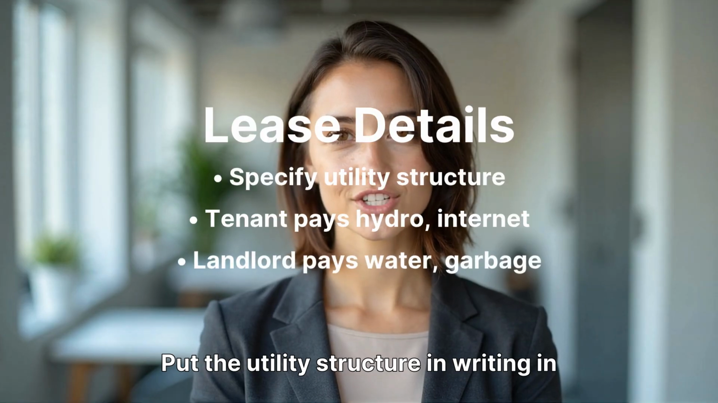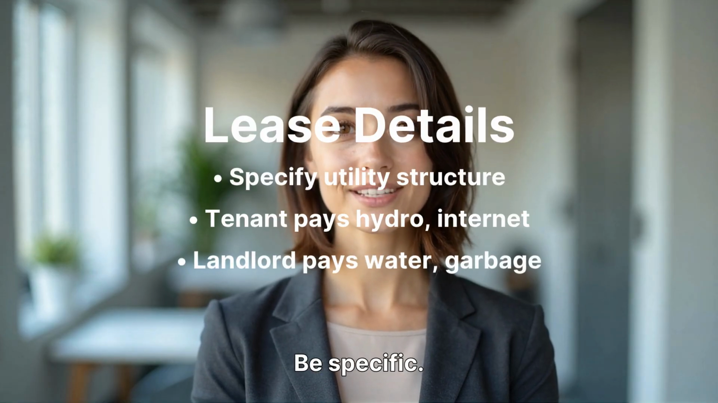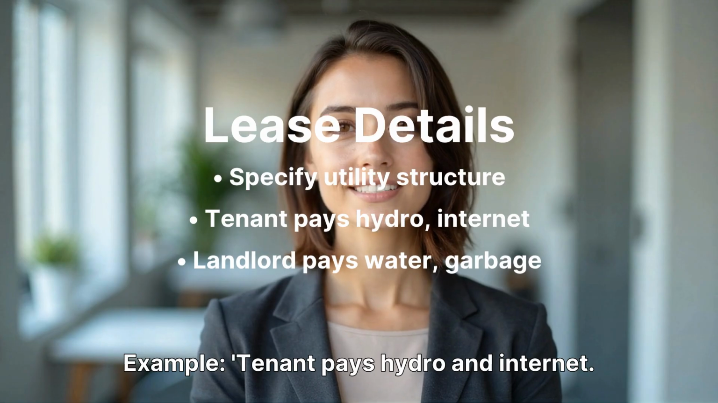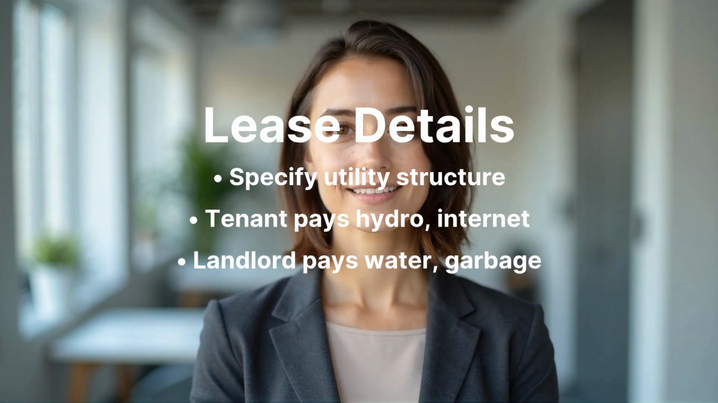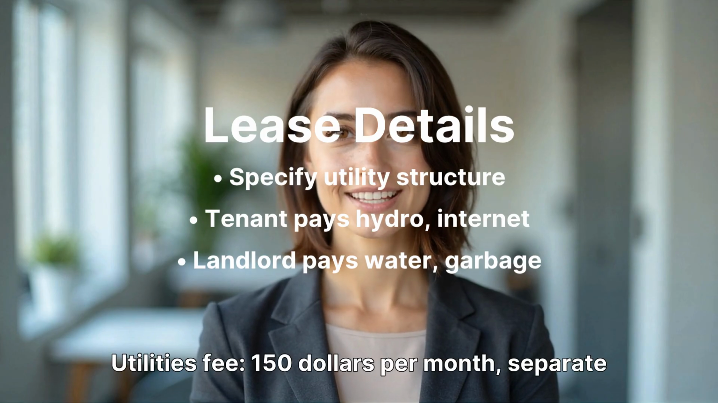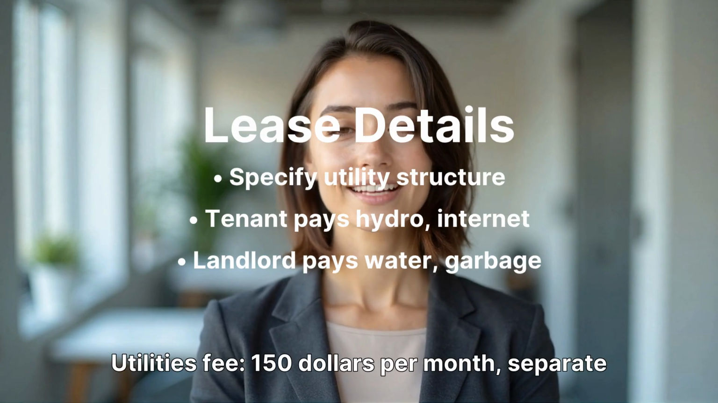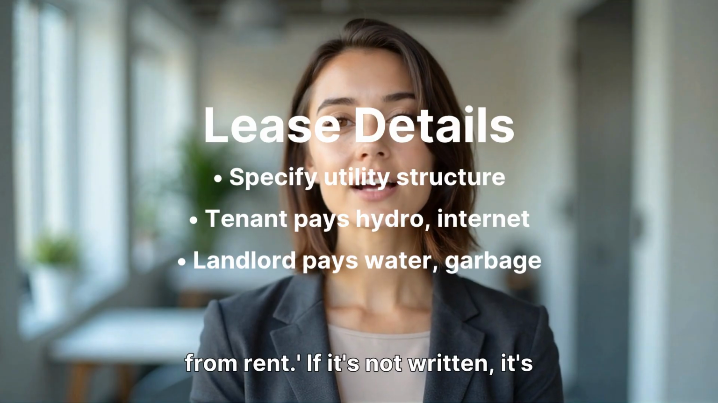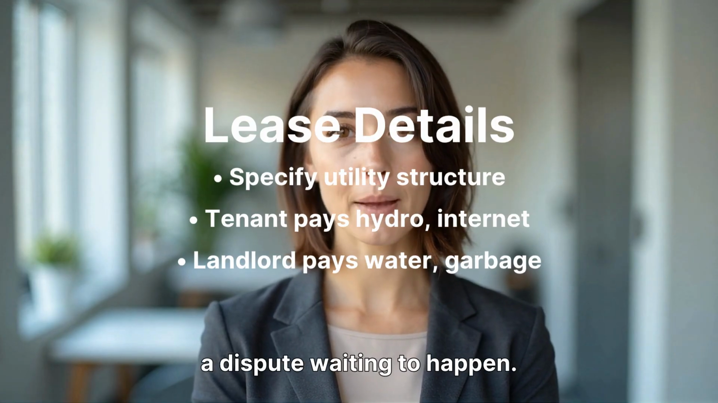Put the utility structure in writing in the lease. Be specific. Example: tenant pays hydro and internet. Landlord pays water, garbage, and hot water. Utilities fee: $150 per month, separate from rent. If it's not written, it's a dispute waiting to happen.